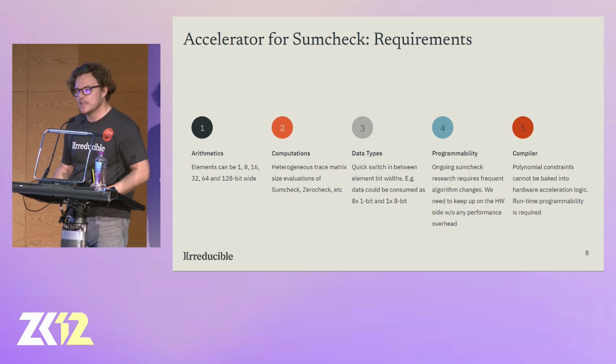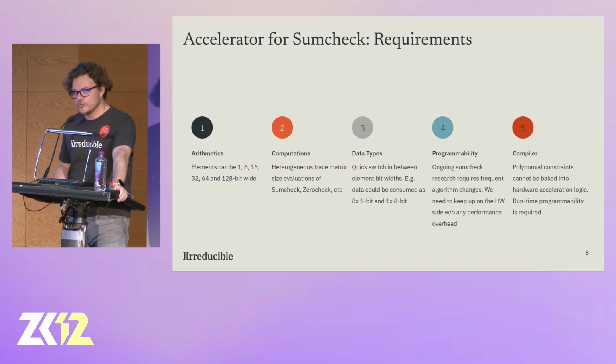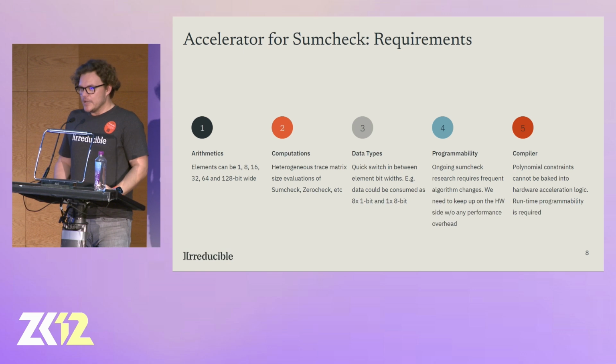In certain ZK VMs or ZK EVMs that we saw before, column size is fixed, or there are certain rules for how the computation goes, but here we really need to support heterogeneous sizes, so this is another tricky requirement for our task. Data types. Binius is an interesting system because if you have a byte in memory, it could be 1 element of 8 bits, or it could be 8 elements of 1 bit. And this keeps changing all day long as you progress through the computation. So this, again, introduces another hardware challenge.